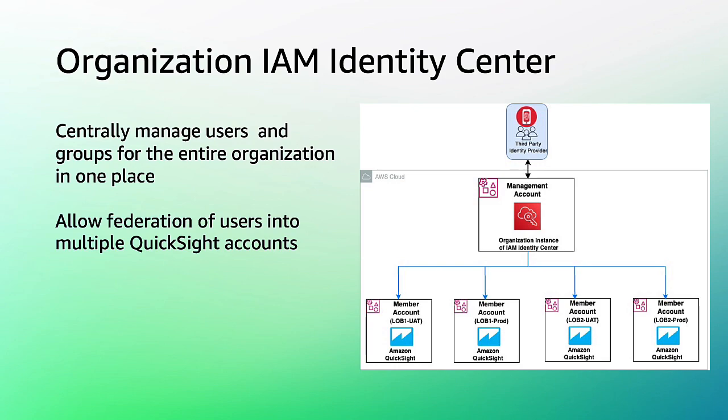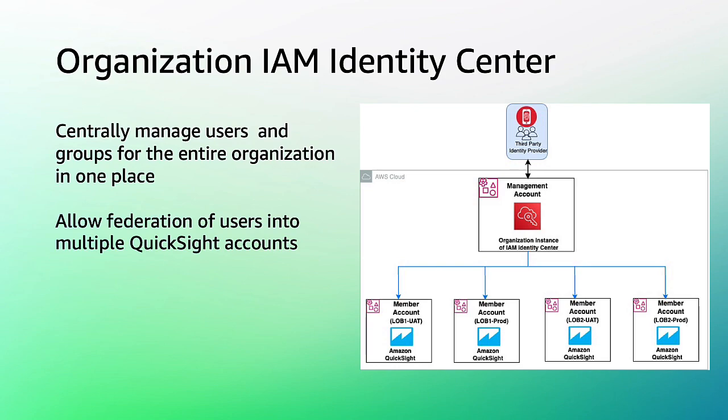Basically, there are two kinds of IAM Identity Center instances. First one is the organizational instance, and second is the account instance. QuickSight provides integration with both of the identity center instance types, whether it's an organizational IAM Identity Center instance or account instance. So when I say QuickSight integrates with IAM Identity Center organizational instance, what is the organizational instance of IAM Identity Center?